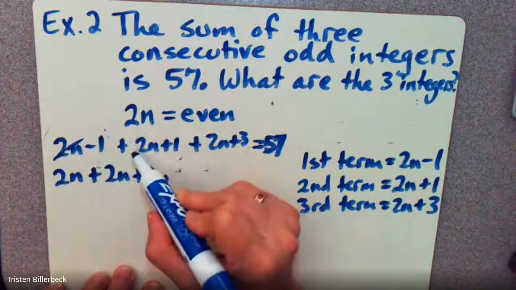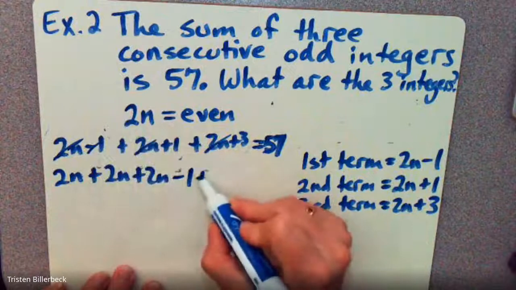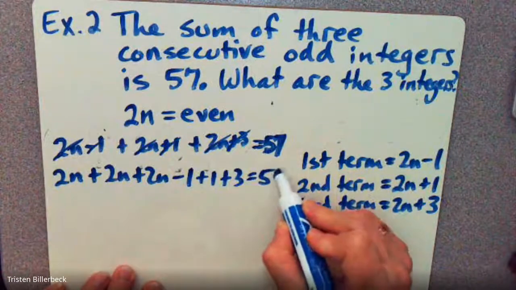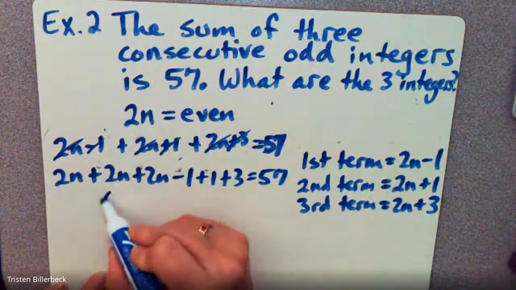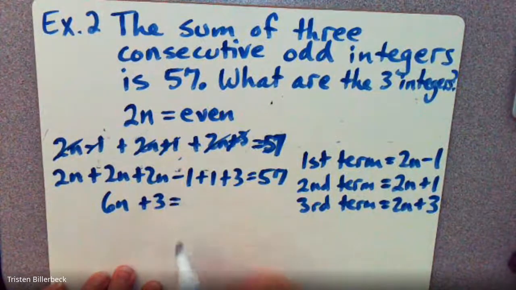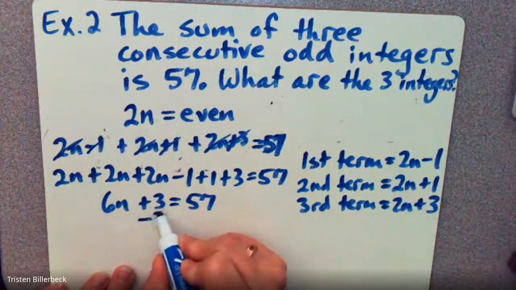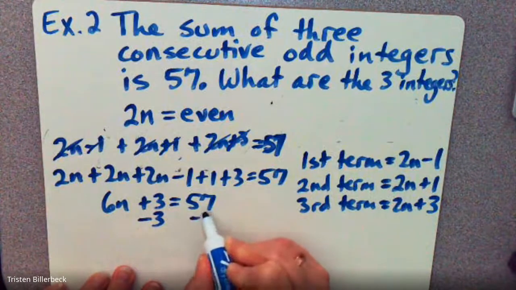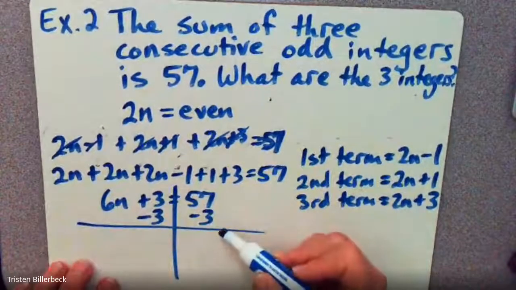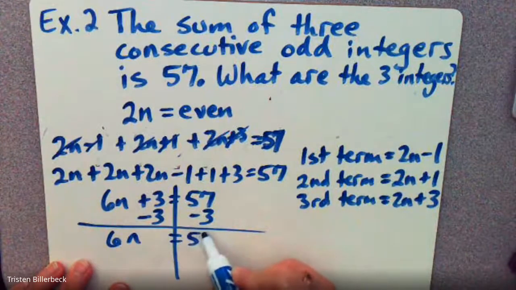This is my little accountant thing. I got that one and I got that one. So then -1, boom, +1, +3 equals 57. So now I simplify. That's 6n, and -1 plus 1, 0, plus 3 equals 57. Okay, so I use an additive inverse on both sides of my equal sign. What I do here, I do here. And then that's 6n equals, and that's 54.